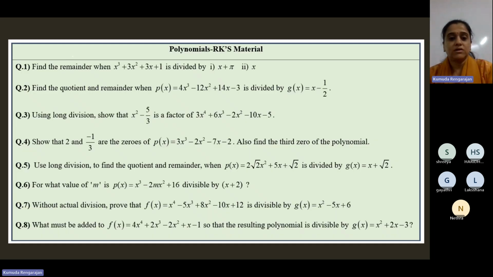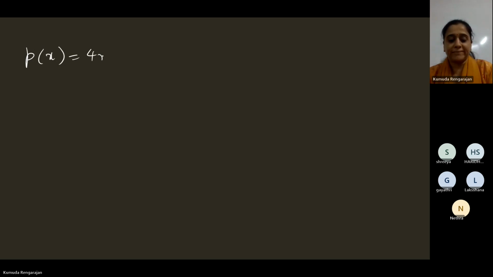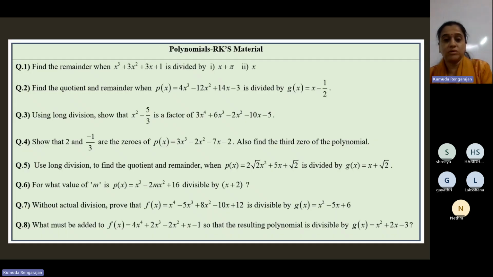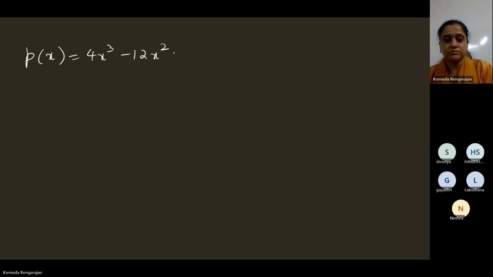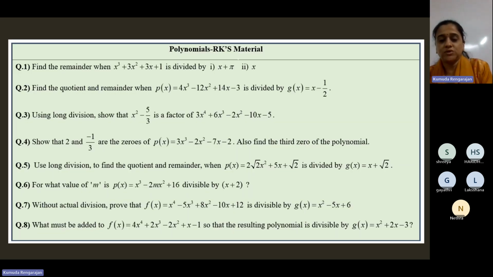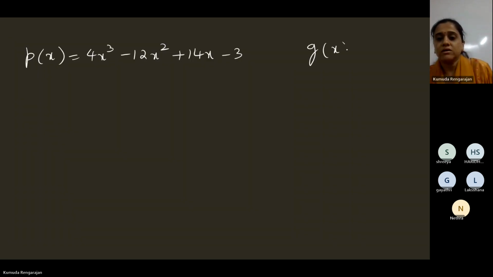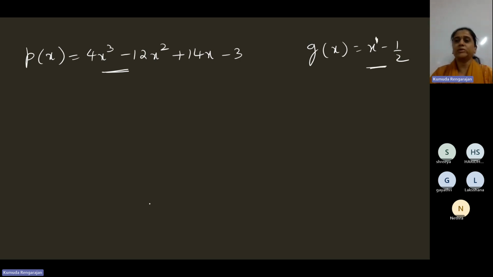Okay. So here, P of x is 4x cubed minus 12x squared plus 14x minus 3. And g of x is x minus half. Are the conditions satisfied? Yes. This I told you, don't have to worry. The divisor is a linear polynomial. So we can use the remainder theorem.